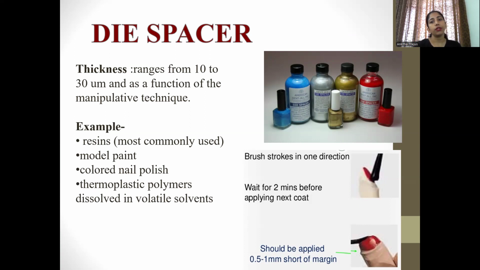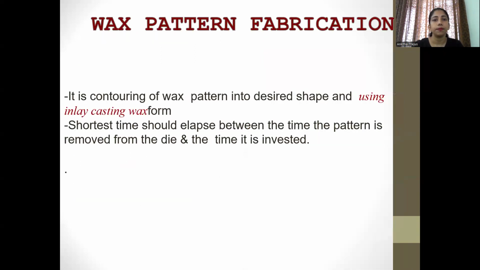While applying a die spacer onto a die, we will always apply it in a single stroke or in one direction motion. Once you apply one coat, we have to wait at least 2 minutes before applying the next coat. We have to wait for the first coat to dry. And the die spacer which you are applying should always be 0.5 to 1 mm short of the margin.